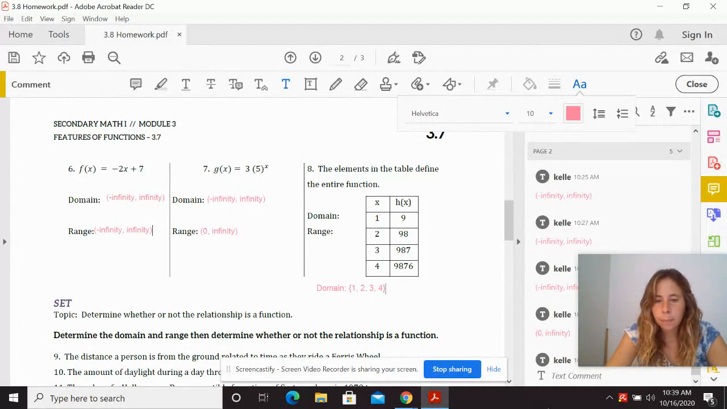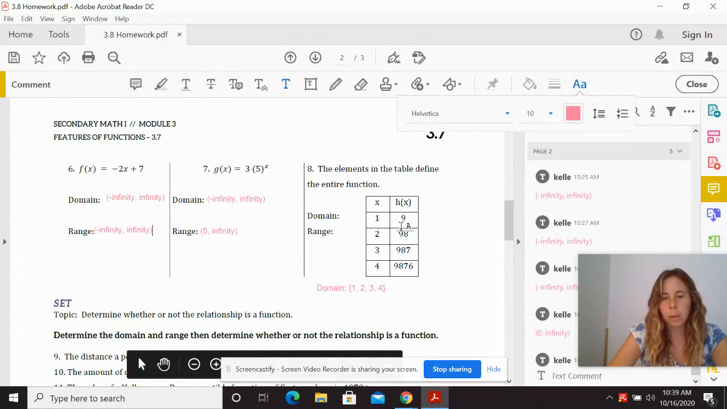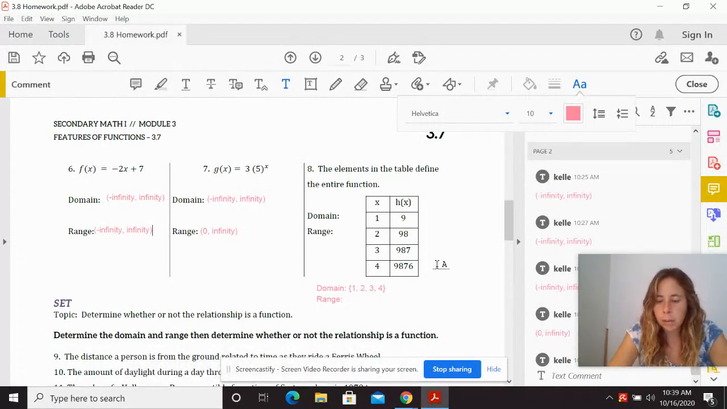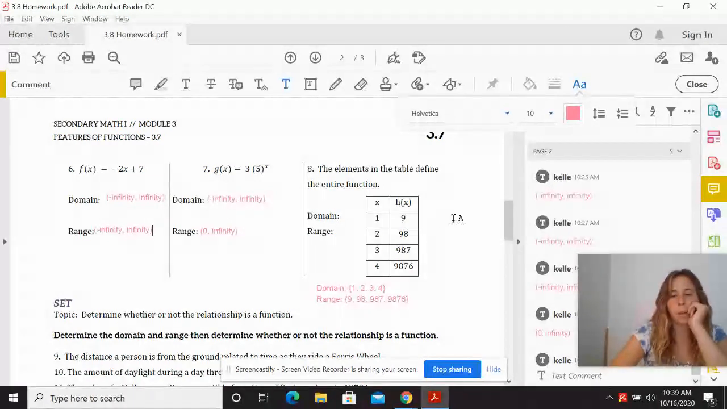This one is a function because one x value corresponds to only one y value. And then for range, brace, and then you just rewrite all the y values in order. 9, 98, 987, 9876. Brace. Domain, range. Okay.